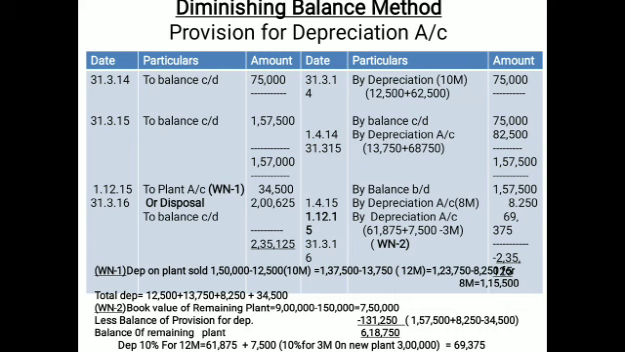You may see here the first year 12,500, in the second year plus 13,750, in the third year 8,250. That is the value of the depreciation of the machinery sold. Make the total, and this total, 34,500, is to be shifted to the plant or to the disposal account, according to the requirement. And then this one is to be referred to as the transfer.